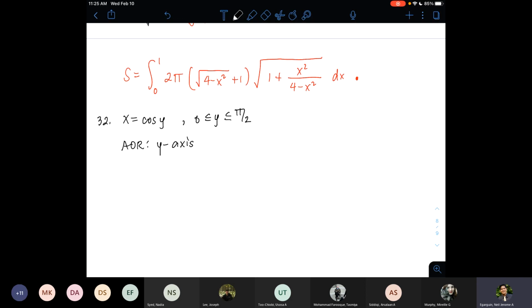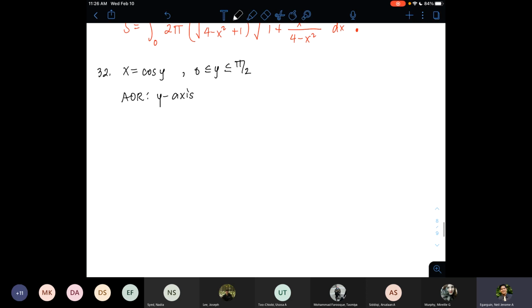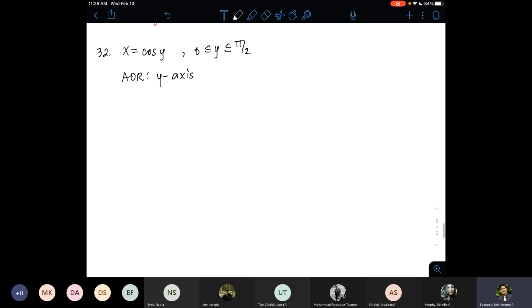x equals cosine y. y goes from 0 to pi over 2, and the AOR is the y-axis. So the graph here is a rotation of the cosine function because we are given x equals cosine y. Let me try to sketch the graph. Though I might be cheating, I will cheat a bit and rotate my tablet when doing that.